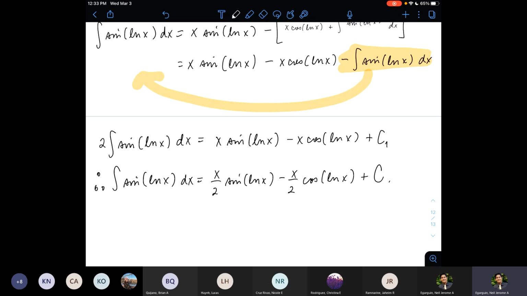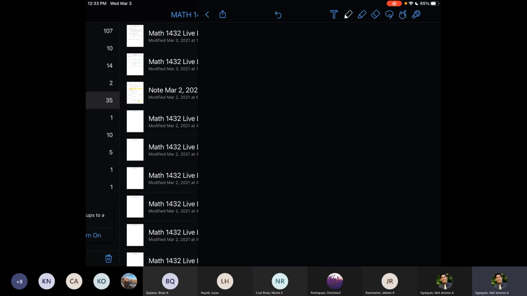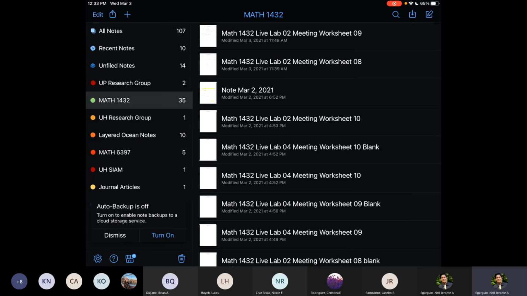Okay, good. So is it okay if we leave integration by parts for now? I guess we'll see this method again when we go to powers of trig functions, because there's one particular case there where we need to use IBP. All right. So if that's good, I'll switch to worksheet number 9.